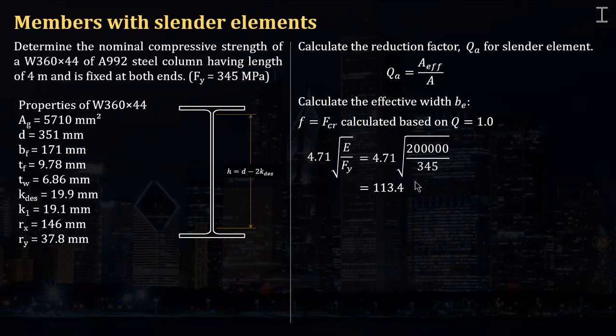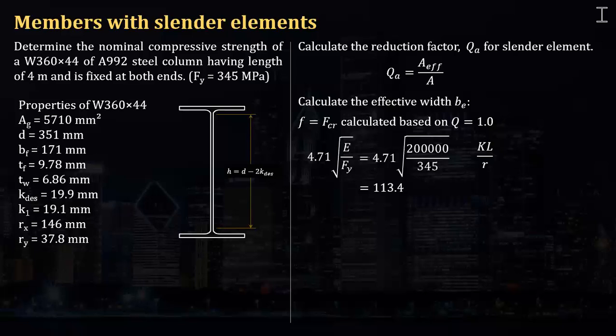So checking for the limiting value of the slenderness ratio for inelastic buckling. This is 113.4. That's the formula, 4.71 square root of E over Fy. Okay, E is 200,000, Fy is 345. And if the KL over R of this column exceeds this, then we must use the elastic buckling formula, which is 0.877 Fe. But if it doesn't exceed this, then the formula is 0.658 raised to Fy over Fe times Fy, the inelastic formula.